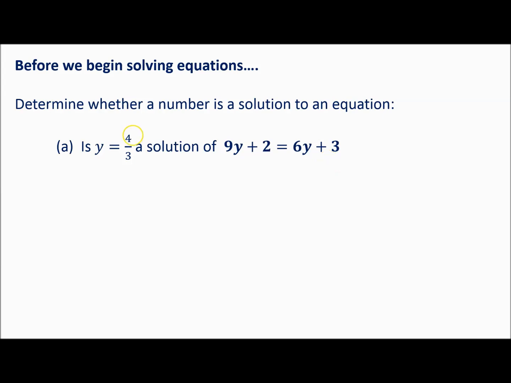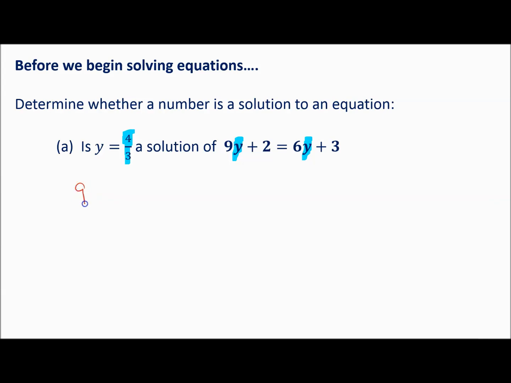Now what we're asked to do is substitute y equals 4/3 everywhere there's a y in the equation. So to make it very clear, I'm going to pick up this 4/3 and I'm going to plug it in right here, and I'm going to plug it in right here. Now, if I get the same answer on each side of the equation, in other words, I get a true statement, then I know that y equals 4/3 is a solution. If I do not get a true statement, then I know y equals 4/3 is not a solution to this algebraic equation.